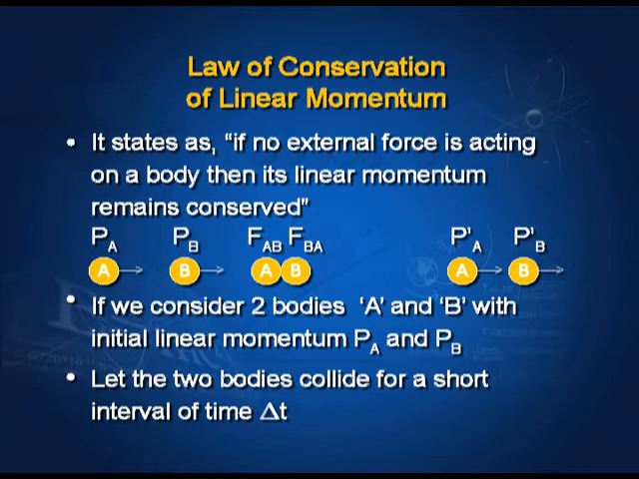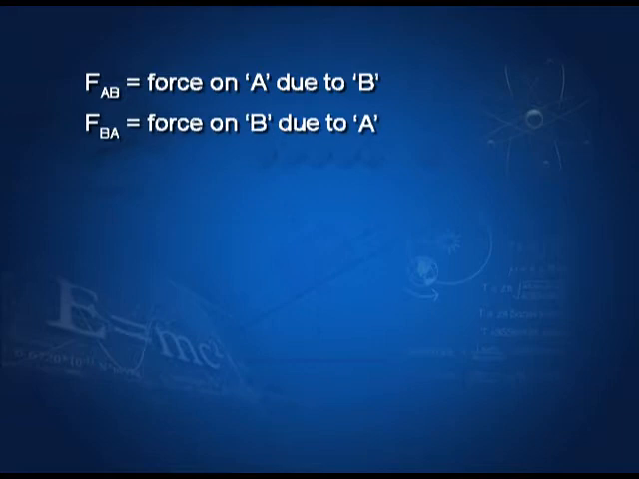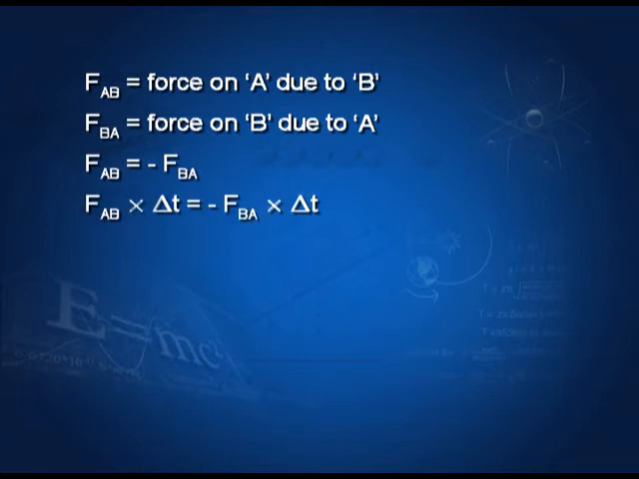Let the two bodies collide for a short interval of time delta t. If FAB equals force on A due to B, FBA equals force on B due to A. According to Newton's third law, FAB equals minus FBA. If we multiply both sides by the time interval delta t, then we get FAB into delta t equals minus FBA into delta t.